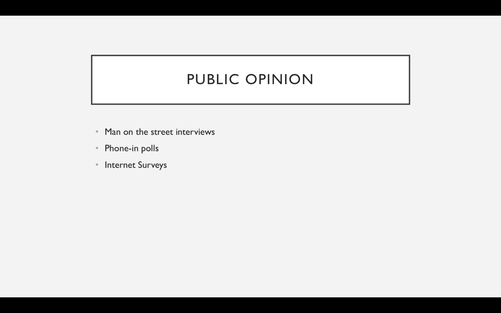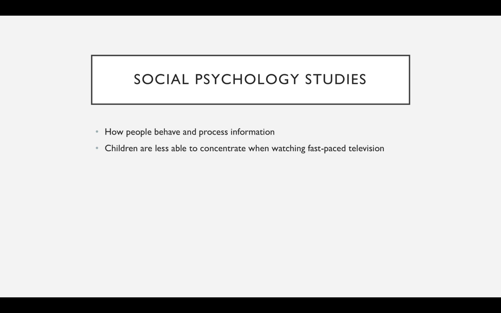Now, these types of public opinion polls are heavily criticized by serious social scientists, primarily because they really aren't representative of American society. Social psychology studies differ from public opinion polls because they're trying to measure how people behave and process information. For example, one study found that fast paced television shows have made children less able to concentrate.